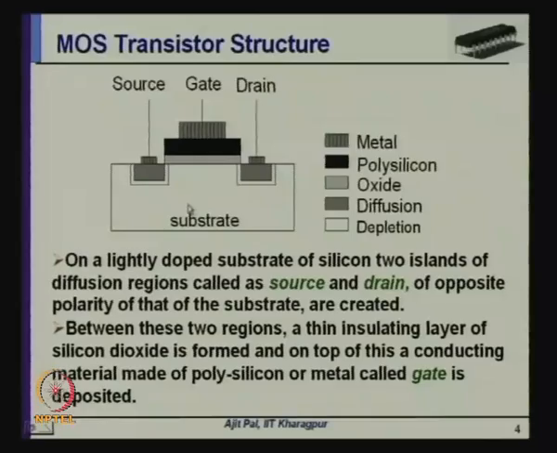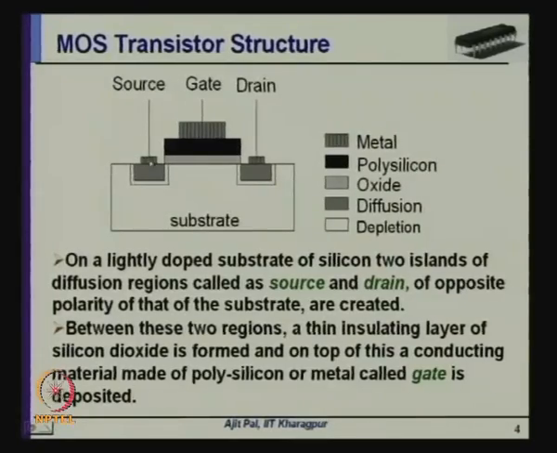So, with this brief introduction, let us have a look at the structure of a MOS transistor. As you can see, in this simplified diagram of a MOS structure shown here, it has two regions. This is the substrate. This substrate is either lightly doped p type or n type. Here I have not shown anything, but it can be either lightly doped p type or lightly doped n type.